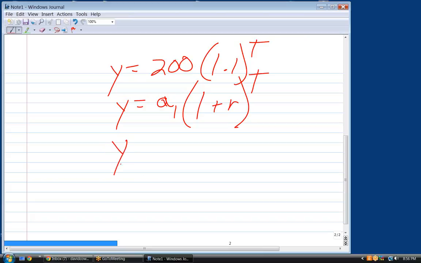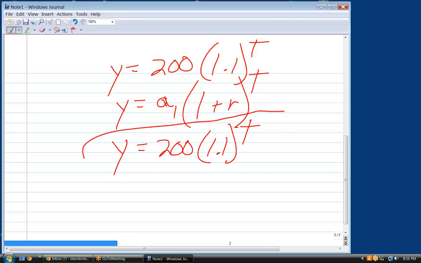So in your case, you started with $200. The interest rate is 10%, which converts to 0.1. Add 0.1 to 1, and you get 1.1 to the t power. So there is the specific equation for our problem. So plug in whatever t you want, and you find out how much your balance is worth after that many years.